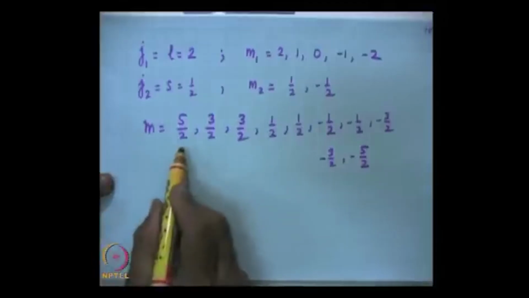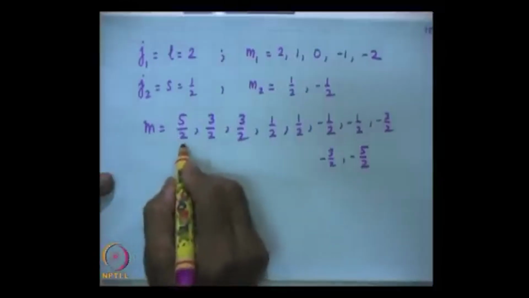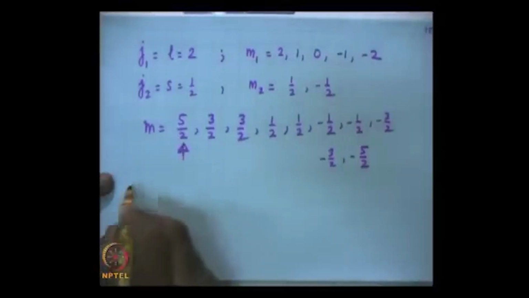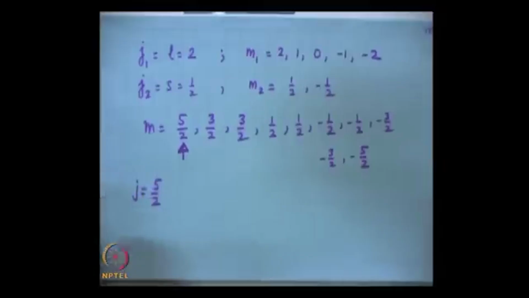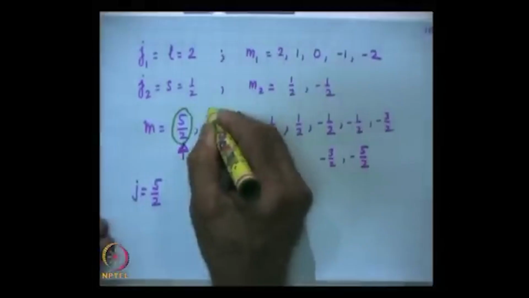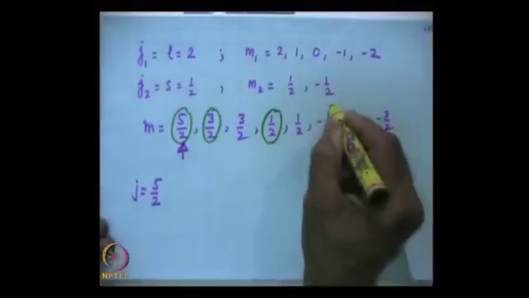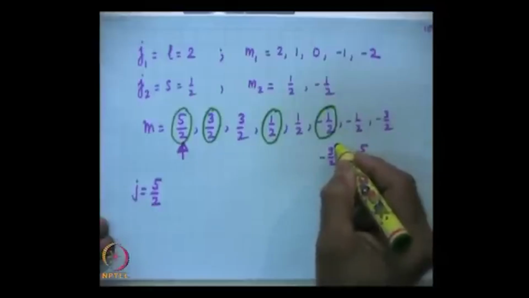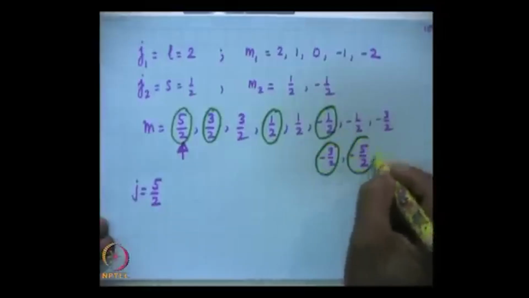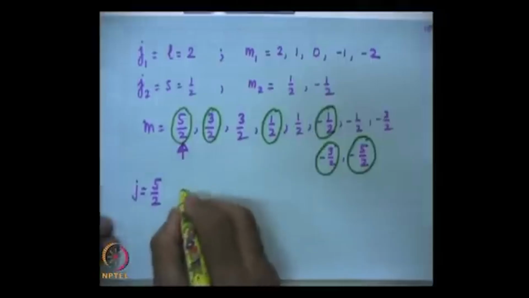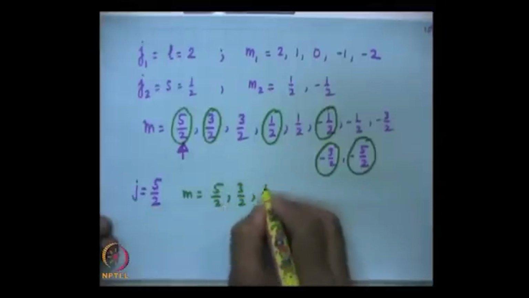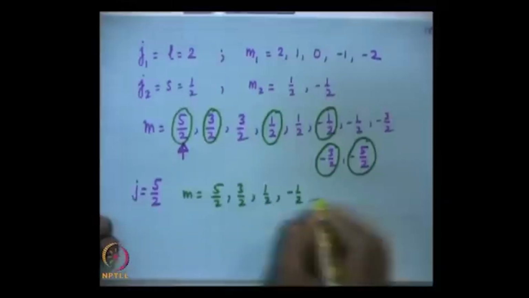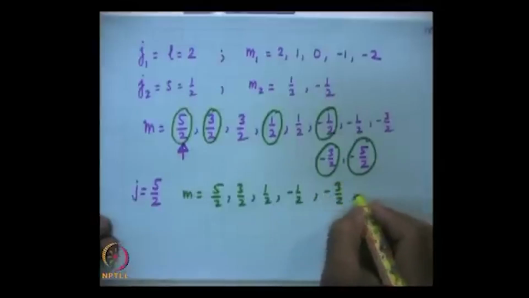Once I know the possible values of m, I take the maximum value, which is 5 by 2. So, j must be 5 by 2. So, if j is 5 by 2, then m can take 5 by 2, 3 by 2, half, minus half, minus 3 by 2 and minus 5 by 2.